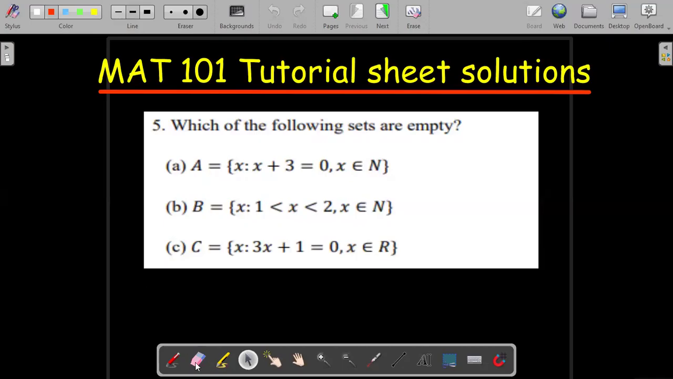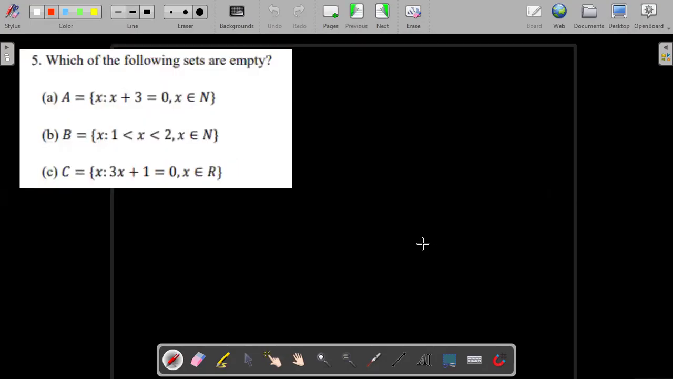Okay, so in this class we are going to look at math 101, tutorial sheet 1, and we'll start from question 5 because that's where we ended with this tutorial sheet. Question 5 reads: which of the following sets are empty? So we have question A to C, and they're asking us which of these sets are empty.